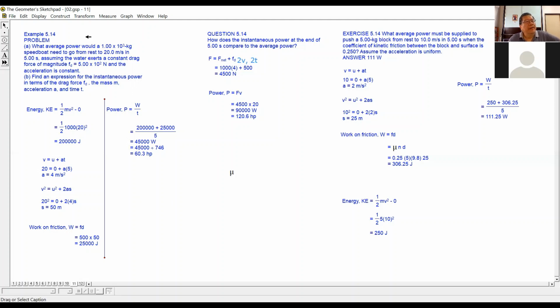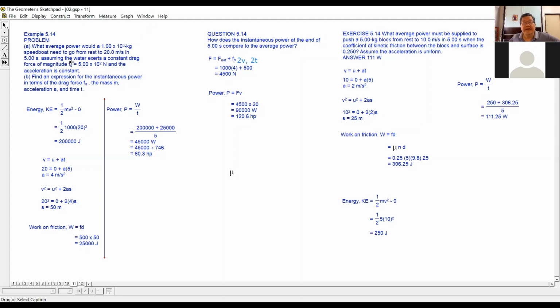Okay, right. Here, actually, the speedboat is not moving with constant velocity. If it were moving with constant velocity, like earlier on in the elevator, then we could find the force by equating the opposing force.